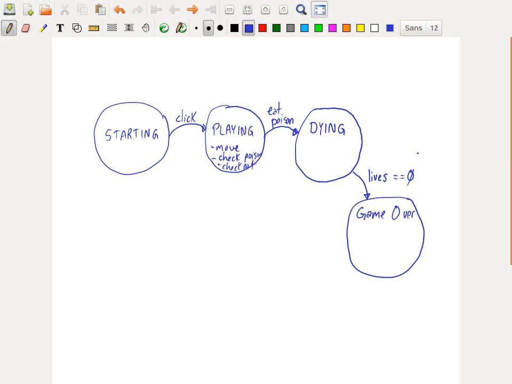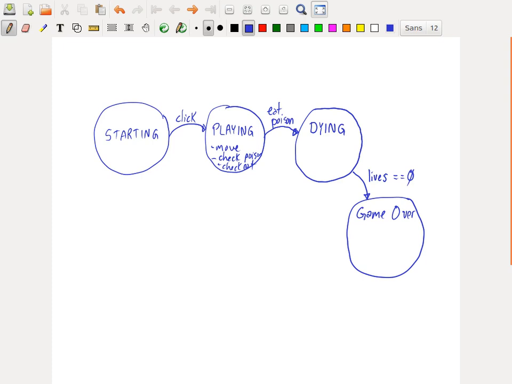And when you're dying, once that's over, there's some sort of event, which is that the number of lives is equal to 0, takes you into the game over state. But there's a couple of other arrows here.